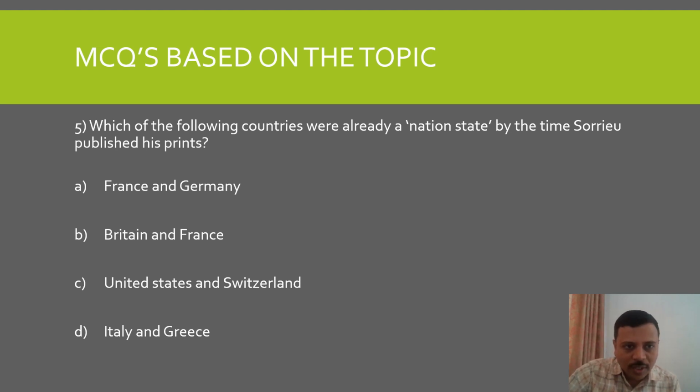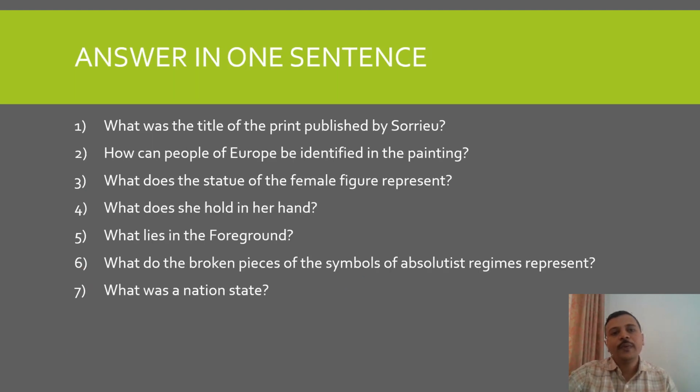The fifth question here is, which of the following countries were already a nation state by the time Sorrieu published his print? And I think I mentioned it in my lecture. Was it France and Germany, Britain and France, United States and Switzerland, or Italy and Greece? So my dear students, the correct answer is United States and Switzerland. Moving ahead, we'll talk about these questions.